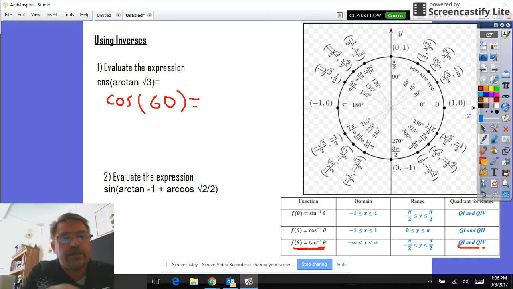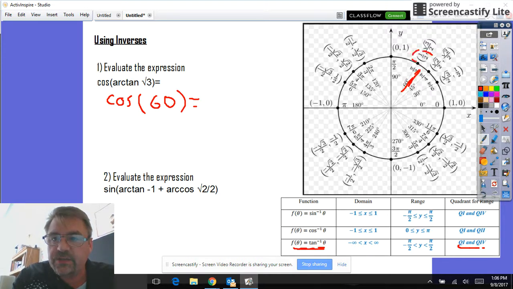All right, now that you got rid of the tan inverse problem, now you can just take the cosine of 60. Well, remember the cosine is the x coordinate at 60 degrees. So here's 60 degrees, and here's your x coordinate. So it's positive 1/2 for your answer.